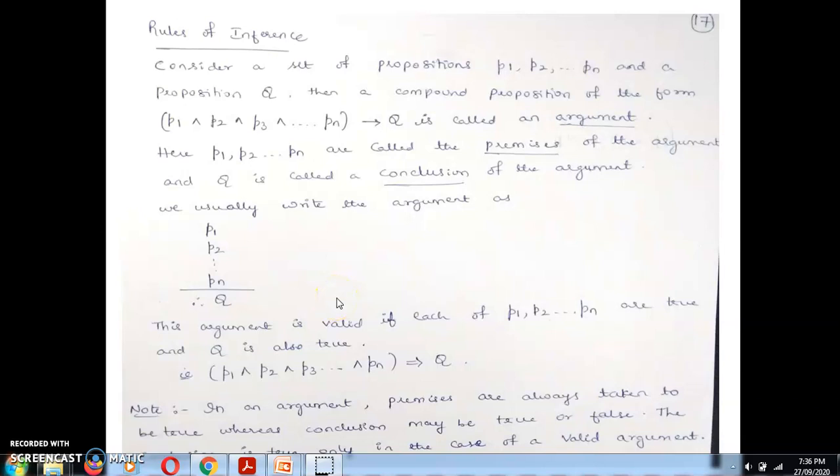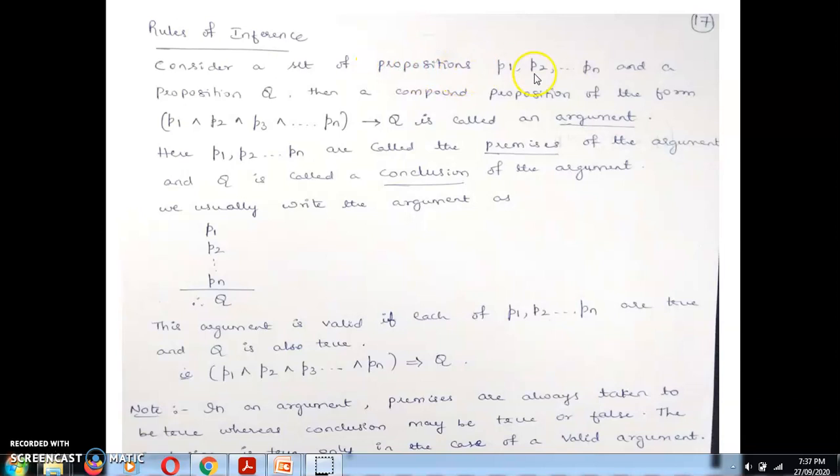Hello everyone. Let us start our next topic, that is rules of inference, or we can also call it an inference rule. In this we are considering compound propositions P1, P2, P3 and so on up to Pn, and the resultant will be a proposition. These P1, P2 up to Pn are called the premises.